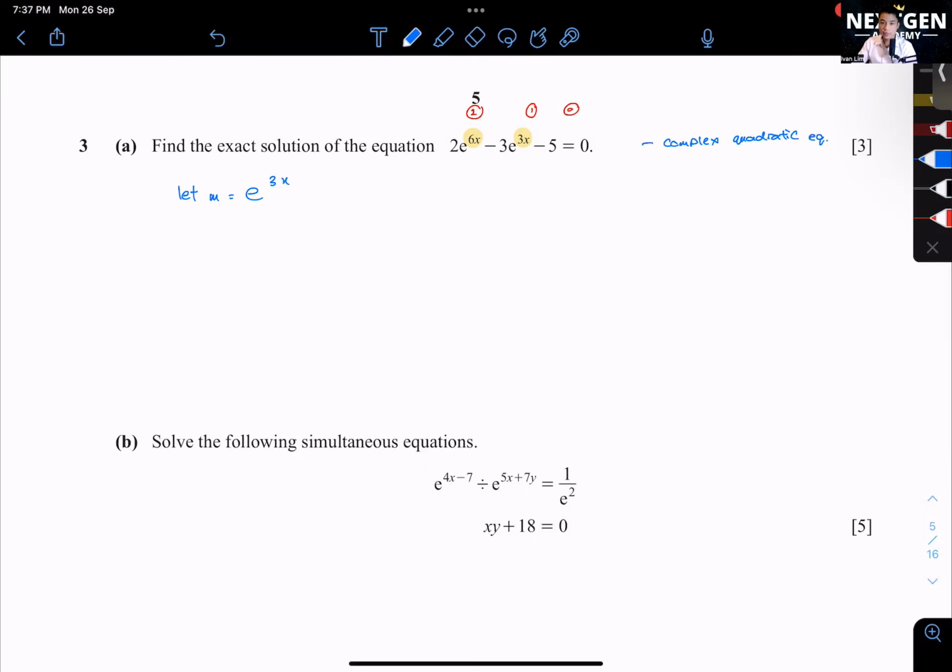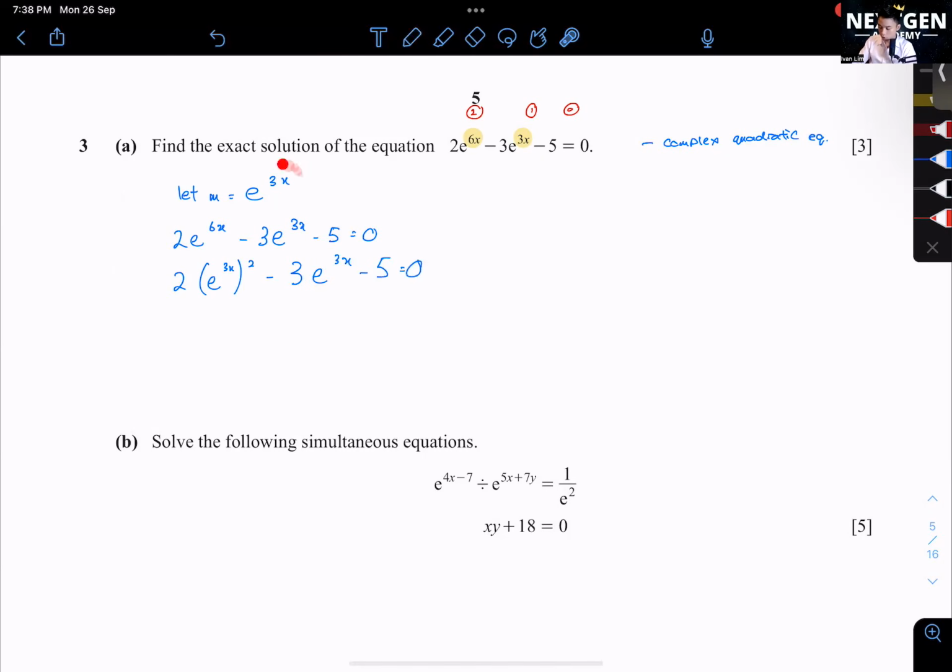If you don't want to use the let method also, it's fine. It's just that it's clearer for most of you, and this is the way that I taught you all. If you want to change it, 2e to the power of 6x, this step is not necessary, just to be clear for anyone who doesn't know how to change it. You change it like this: 2 times e to the 3x squared minus 3e to the 3x minus 5 equals 0.